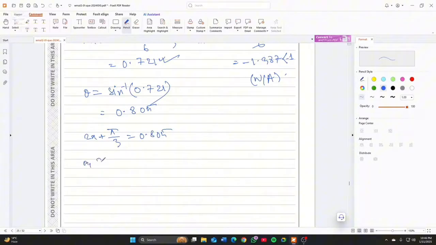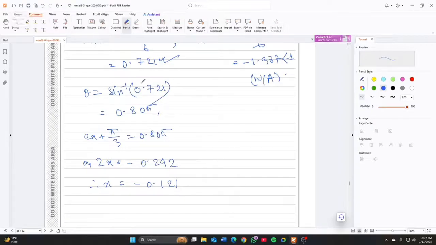Therefore 2x is 0.805 minus pi by 3, that is minus 0.242, and therefore x, dividing by 2, is minus 0.121. Now this is in the range of the negative values. Now we can also increase further.